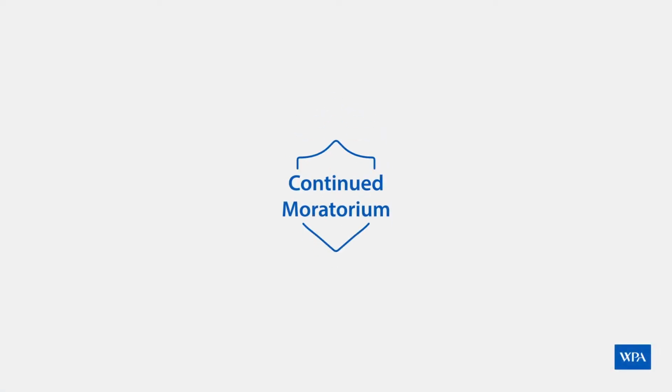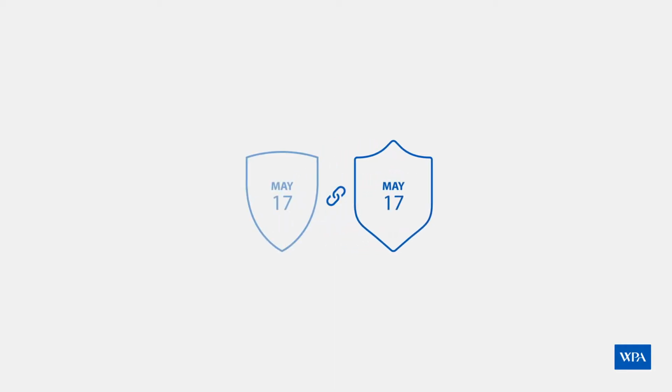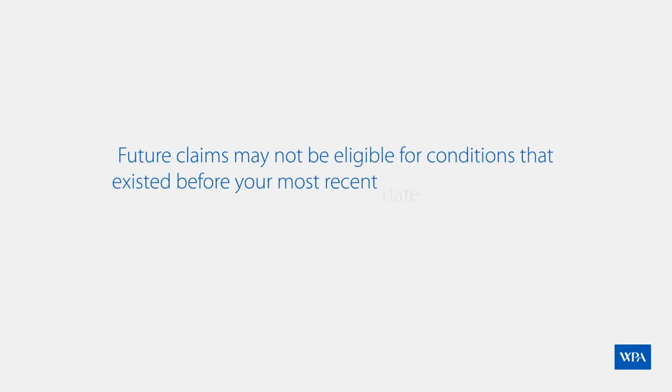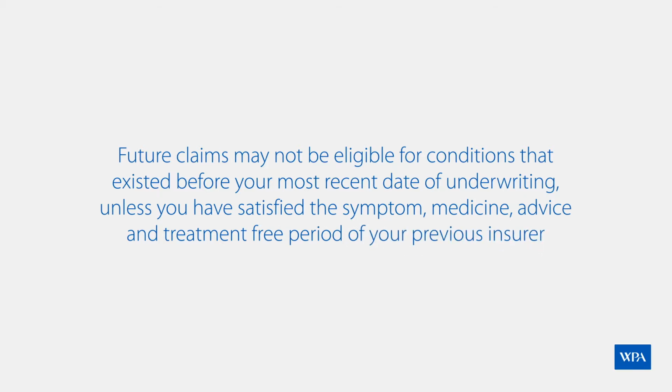Joining on a continued moratorium basis means that the date of underwriting with your previous insurer is preserved. Future claims may not be eligible for conditions that existed before your most recent date of underwriting, unless you've satisfied the symptom, medicine, advice and treatment-free period of your previous insurer.